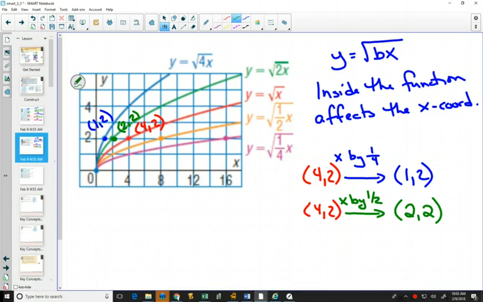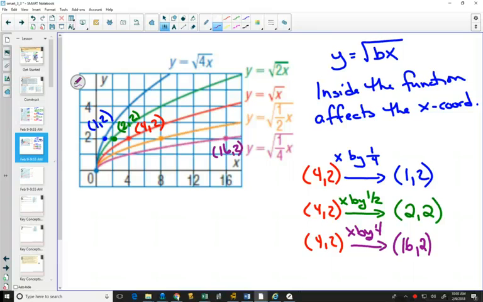on our green graph. Again, we'll just do one more. We'll do the purple one. So what happens to 4, 2 on the purple one? Now there is a 1/4 inside of our function. We would multiply by the reciprocal. So the reciprocal says we take that fraction and flip it, so it becomes 4/1. So you're going to multiply your x values by 4, and your new point over here is going to be 16, 2.